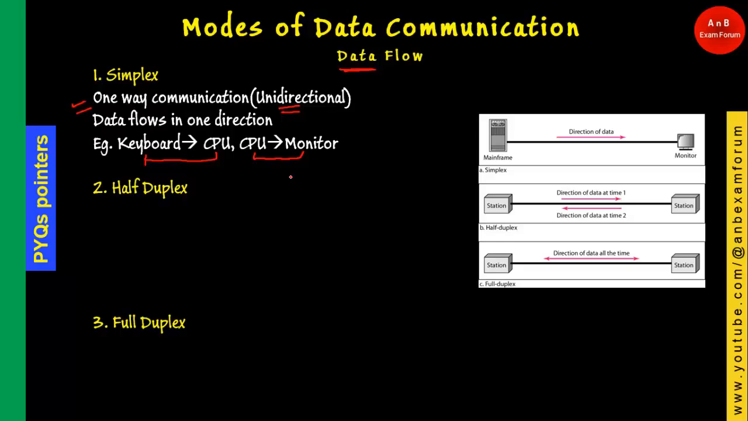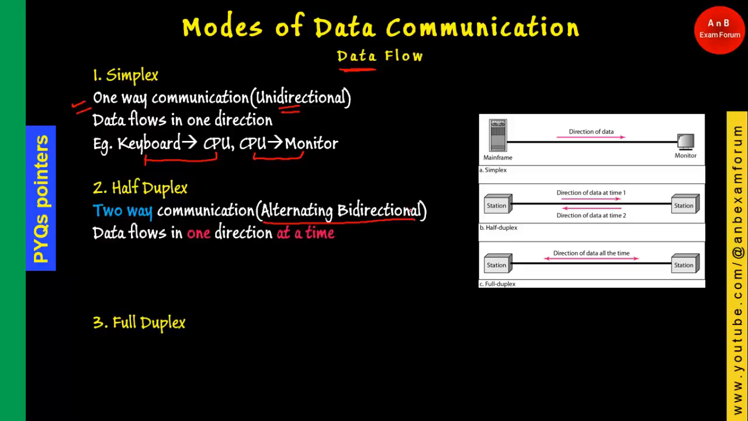Let's see the next one, that is half duplex. It is two-way communication. Both half duplex and full duplex are two-way communication, but the difference is that half duplex is alternating bidirectional. What do I mean by alternating bidirectional?